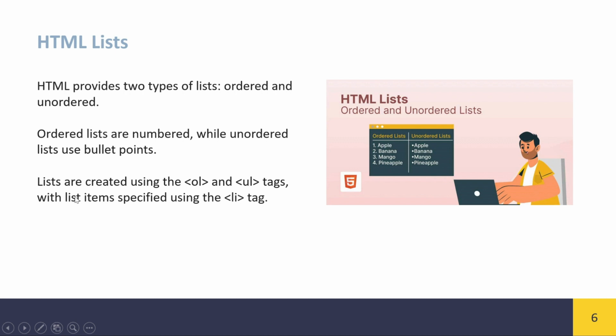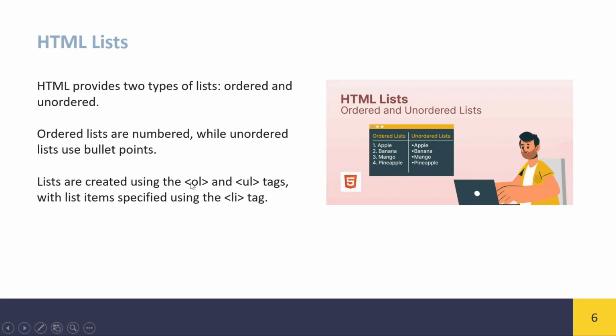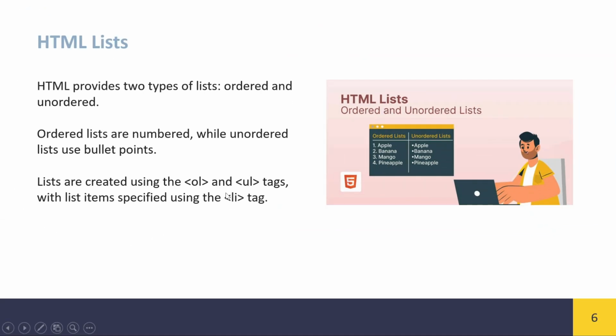Lists are created using the ordered list and unordered list tags. See here, OL and UL tags. If we want to use an ordered list, then we have to use OL. And if we want to use an unordered list, then we have to use UL. These are the tags which are to be used. And list items are specified using the LI tag.